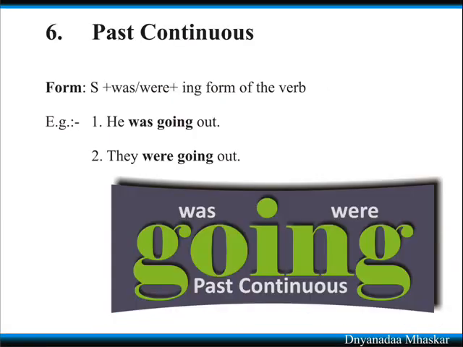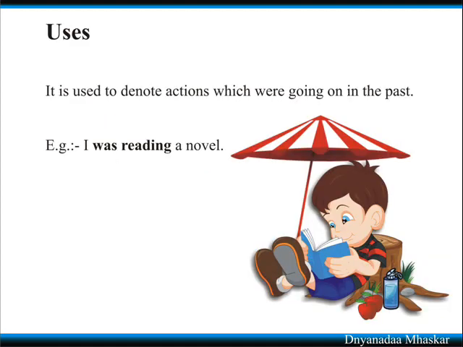Let us come to the next type of tenses. It is past continuous. What is the form of past continuous? Subject plus was slash were plus ing form of the verb. Example, he was going out, they were going out. Let us see the use of past continuous. It is used to denote actions which were going on in the past. Example, I was reading a novel. Was reading is a past action.